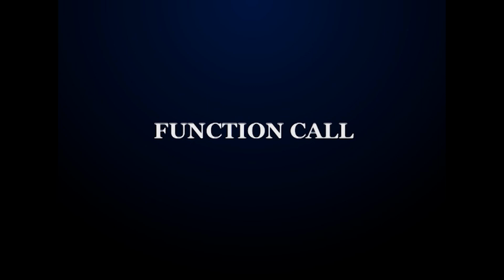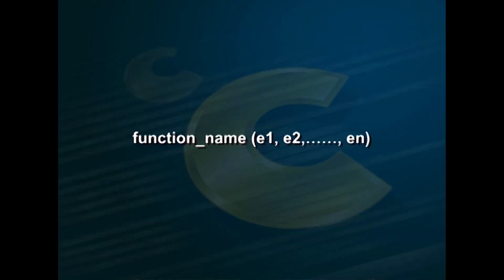Function call. A function can be accessed by specifying its name followed by a list of parameters or arguments enclosed in parentheses and separated by commas. If the function call does not require any arguments, an empty pair of parentheses must follow the function's name. The general format of a function call is function name within brackets e1, e2, etc., en, where e1, e2, en are argument expressions named as actual arguments or actual parameters.